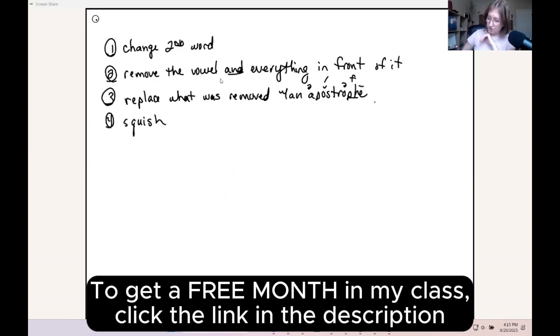How about she and will? So second word, first vowel and everything in front of it, replace it with an apostrophe, squeeze it together, she'll. If you don't have the apostrophe, then all of a sudden it turns into shell. But with that apostrophe there, we know that we pronounce that first word as if it were alone, she'll.